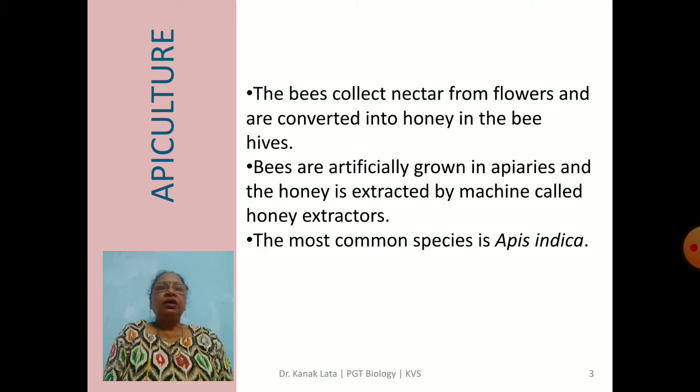So artificially the bees are grown in apiaries and the honey obtained is extracted by a machine. The name of the machine is honey extractor. The most common species of honey bee is Apis indica. What is it? It is Apis indica.